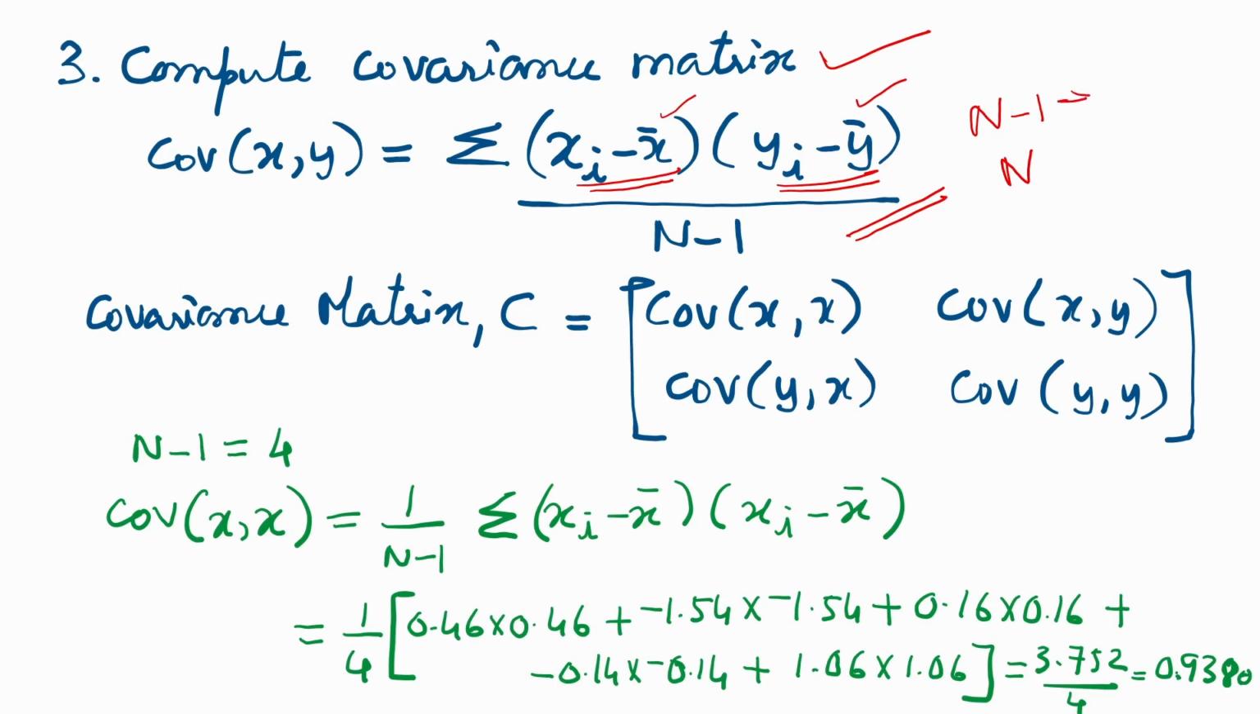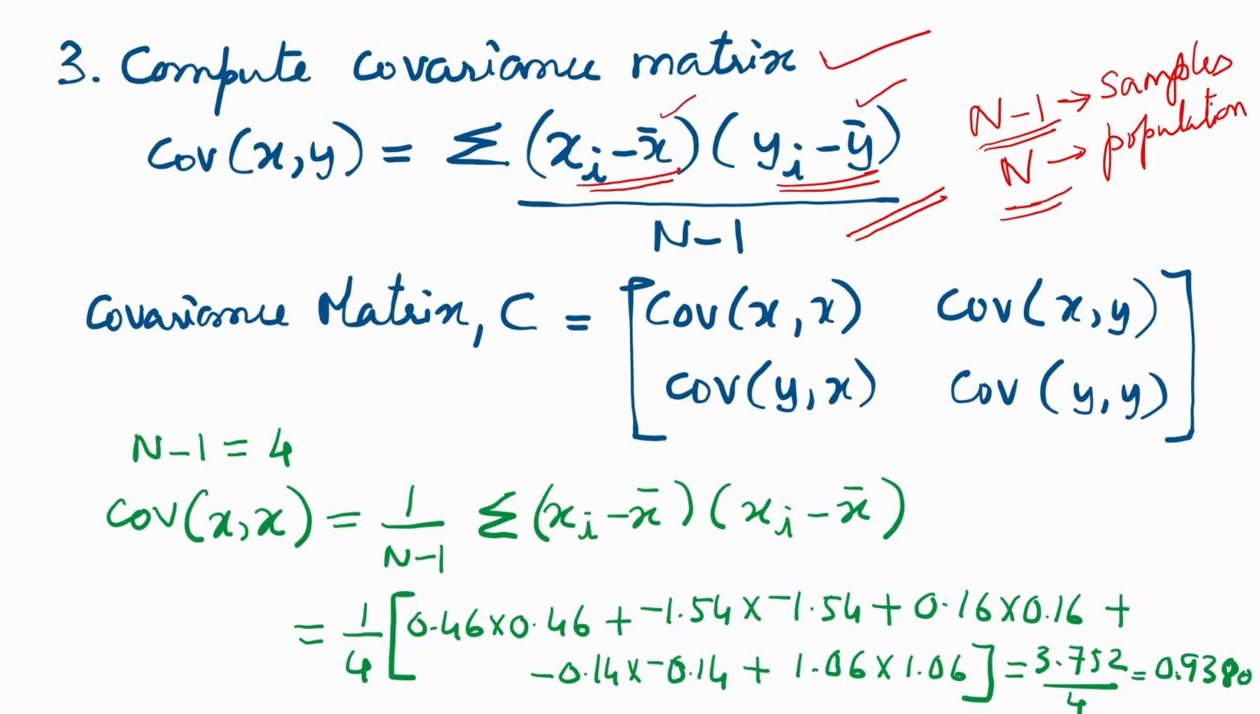n minus 1 is used when we are considering samples, and n is used when we have the total population given. So depending upon the data set you have, if a population data set is given, then your denominator should be n. And if you are just taking a sample out of the total population, then you can use n minus 1. In this example, I am assuming that I am taking it as the sample, so I have divided it by n minus 1.